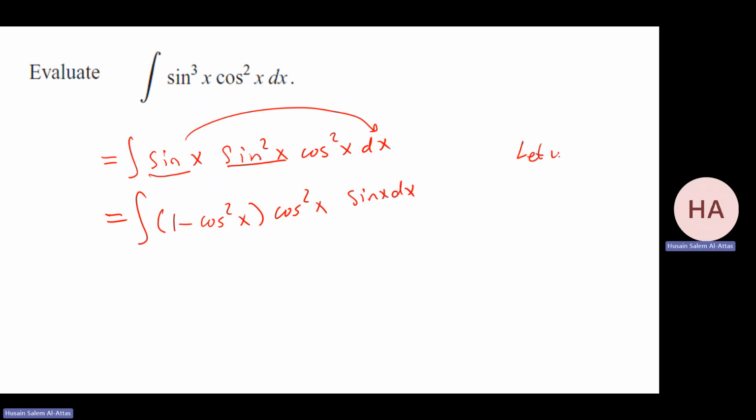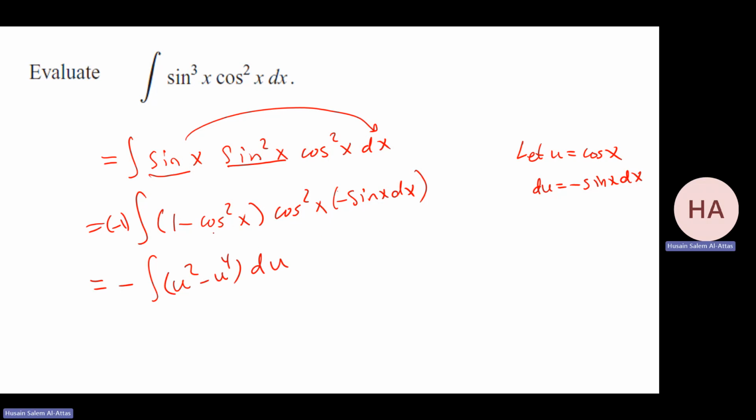So I let u be cosine x. Du will be minus sine x dx. So I need a minus here, and I need a minus outside. So that will be minus integral of what? U square minus u to the power 4 du. If u is cosine, that will be 1 minus u square. Yeah, let me do it in steps. 1 minus u square times u square, and this is du. So it is multiplied by the minus, that will be u to the power 4 minus u square du.